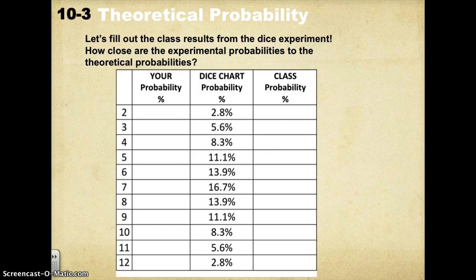The dice chart probabilities are what are called theoretical. Those are what we anticipate to happen. So without ever rolling 2 dice, we can anticipate that 16.7% of the time we'll roll a 7. We need to do this experiment enough times to get those accurately close.